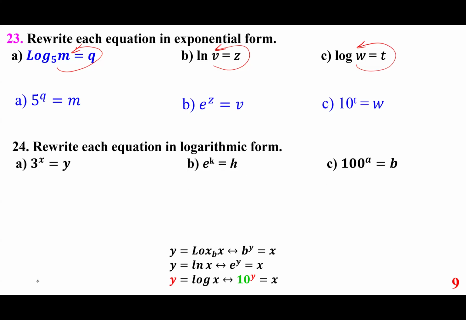Rewrite each equation in logarithmic form. 3 to the power of x is y. That means log of y with base 3 is x. That means log of h with base e is k, so therefore we write ln h equals k. Log of b, base 100 is a. That's not a common log. The base is 10 for common log. This is not the case here, everybody, okay?